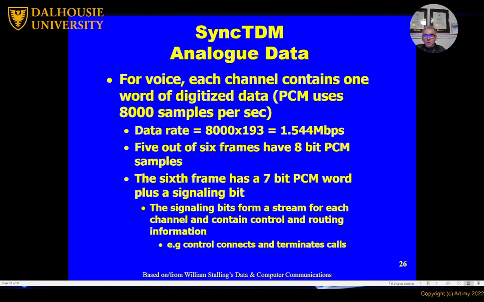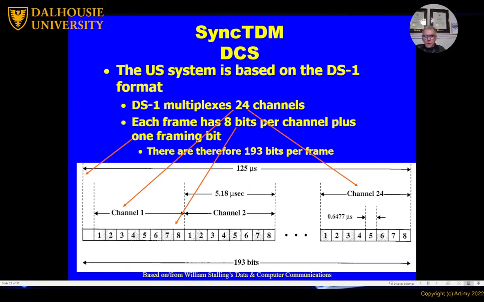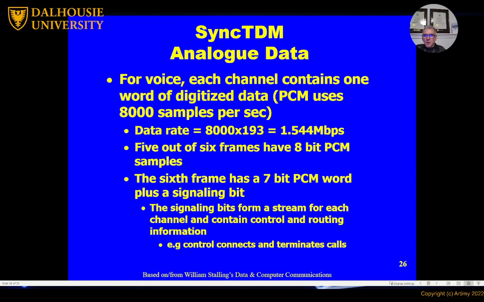This system was used later to send data instead of voice, right? So to send data, a little bit of modification was made to the data rate. So if I take 8 thousand samples per second and I send 193 bits, I end up with a data rate of 1.544 megabits per second.